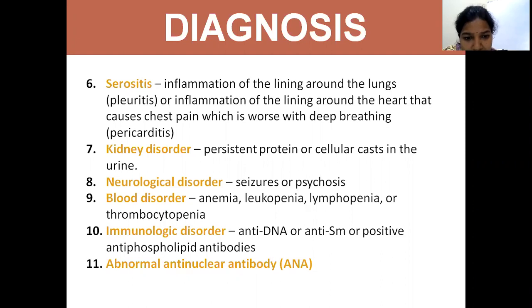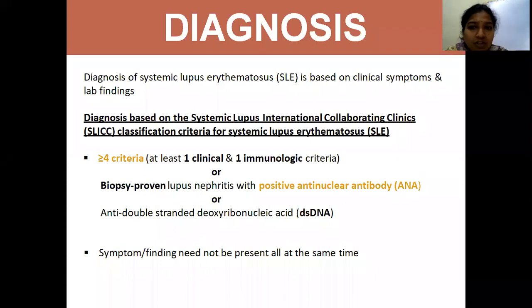Anti-nuclear antibodies. So diagnosis of SLE is based on clinical symptoms and lab findings. Diagnosis is also based on the SLICC classification criteria for SLE. More than 4 criteria, with at least 1 clinical and 1 immunological criterion, or biopsy-proven lupus nephritis with positive anti-nuclear antibody or anti-double-stranded DNA. The symptoms and findings need not be present at the same time.